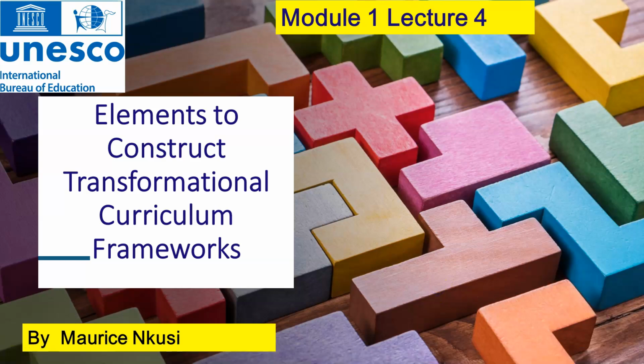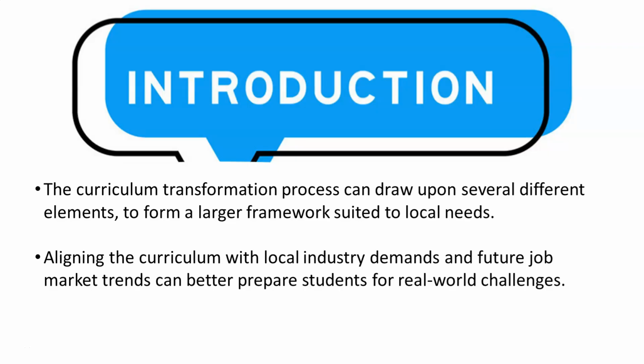In this fifth lecture, we are going to focus on the elements to construct transformational curriculum frameworks. The curriculum transformation process can draw upon several different elements to form a larger framework suited to local needs. In fact, the curriculum transformation process is inherently multifaceted, incorporating a variety of elements to create a comprehensive framework tailored to specific local needs. This process often integrates contemporary educational theories, stakeholder input, technological advancements, cultural relevance, and socio-economic considerations to ensure that the curriculum is both effective and contextually appropriate.